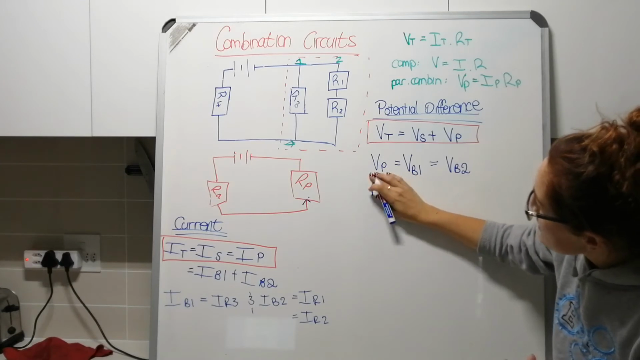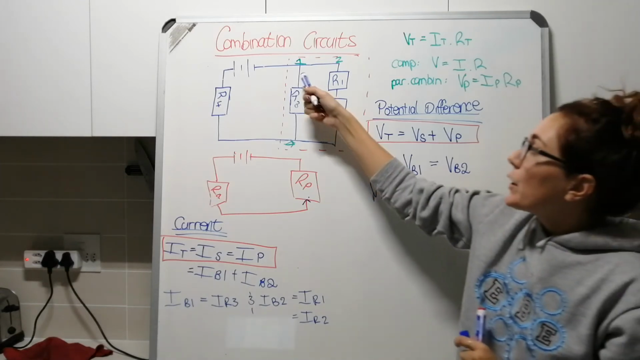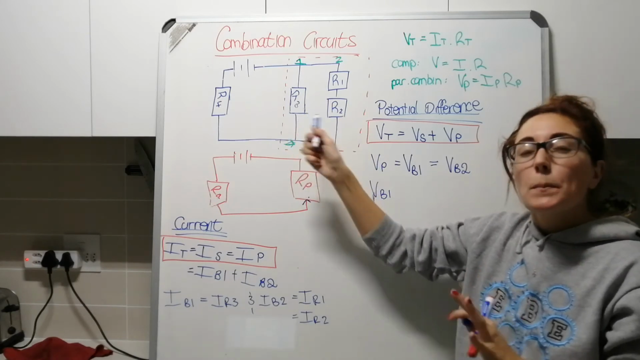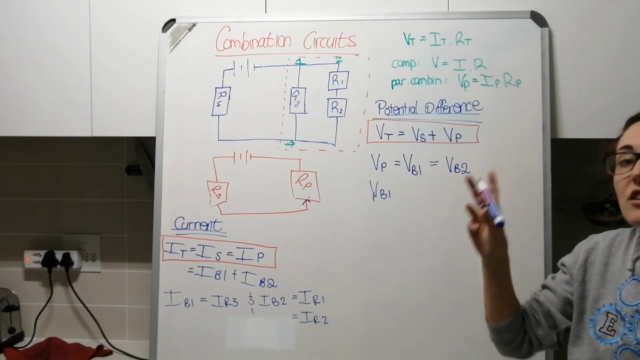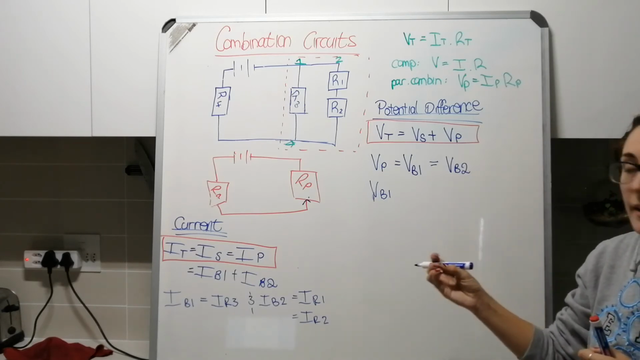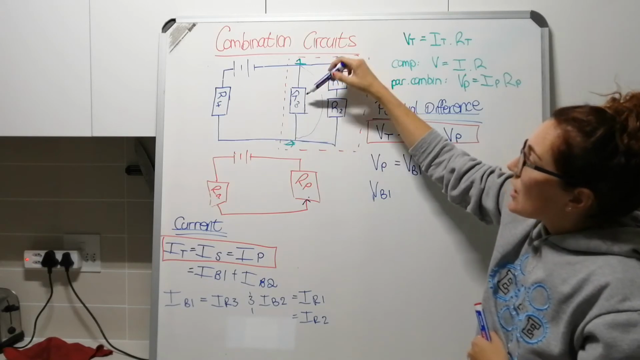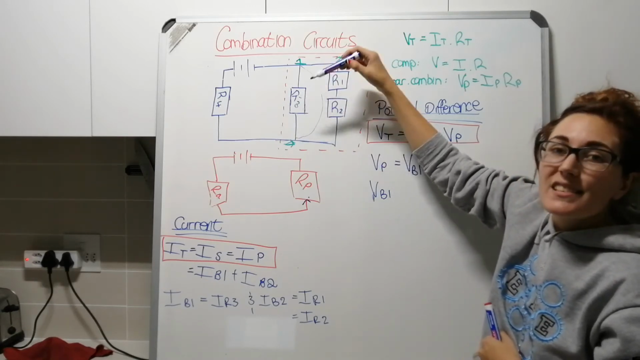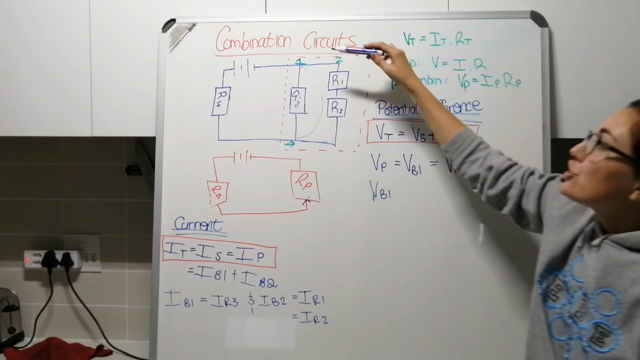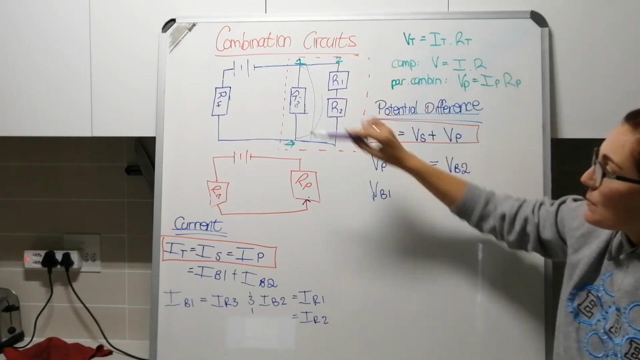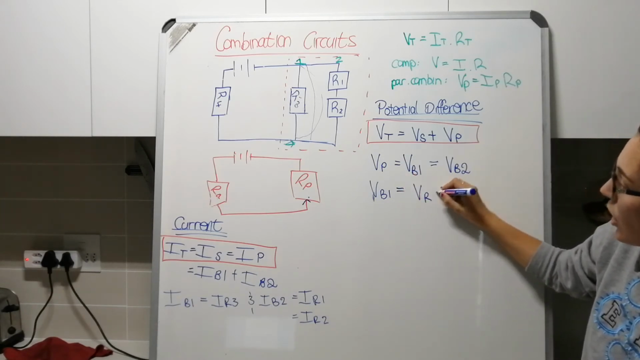The potential difference in branch 1: in branch 1, I only have one resistor. Remember what potential difference is? It's basically the work done per unit charge, the energy that the electrons have. So if this resistor is the only component in that branch, it's the only thing that is using up energy. Whatever the potential difference of this branch is, that's going to be the potential difference of that resistor.